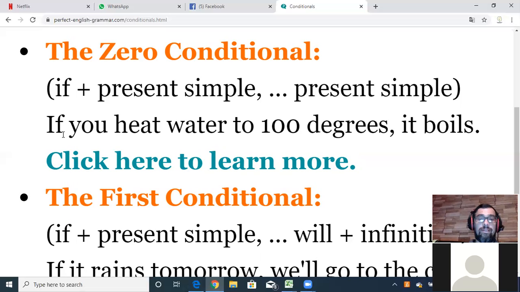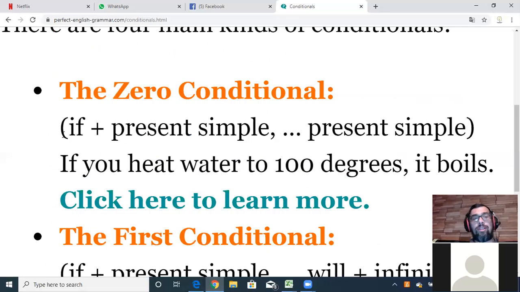If you do exercise, you could be in good shape. Okay, but remember it's present. So you can say if you do exercises, you have good health, for example. Remember that. Okay, so that would be the zero.